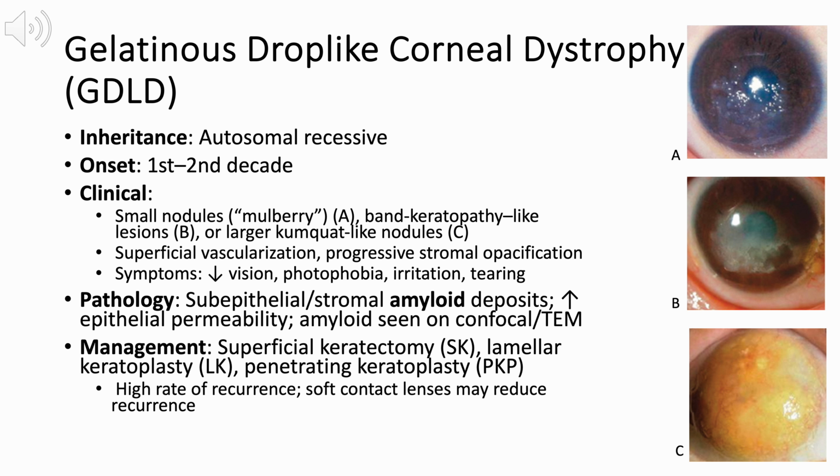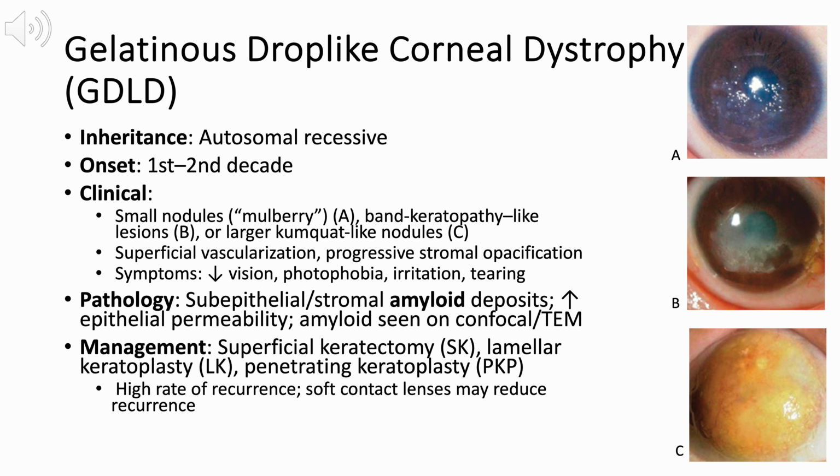Over time, superficial vascularization and progressive stromal opacification occur, leading to worsening symptoms. Patients commonly experience reduced vision, photophobia, irritation, and tearing. Pathologically, GDLD is associated with subepithelial and stromal amyloid deposits, which increase epithelial permeability. These amyloid deposits can be identified on confocal microscopy or transmission electron microscopy.